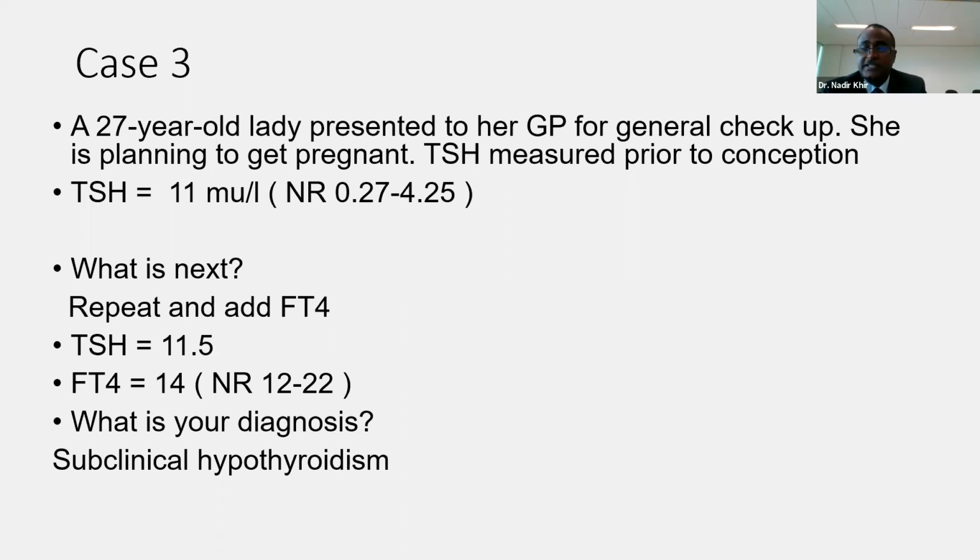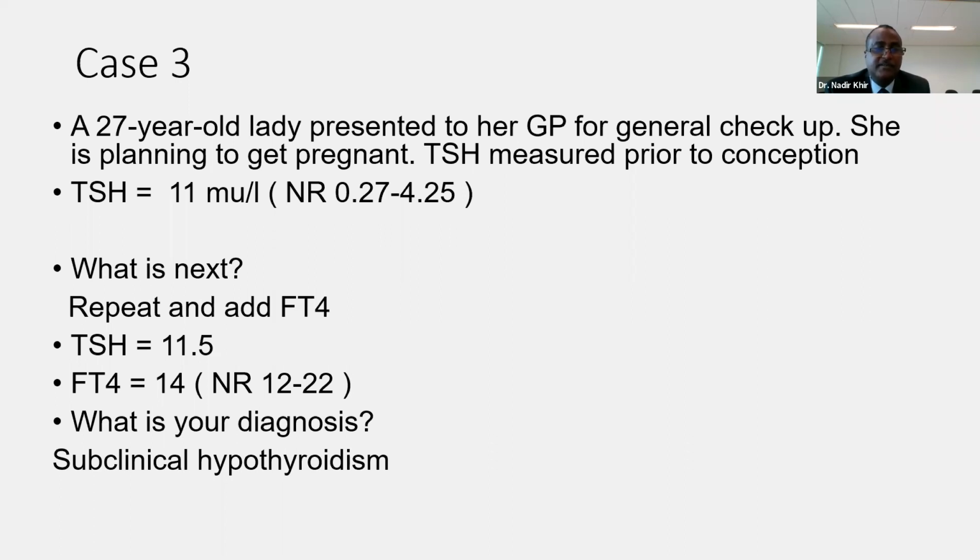Should I commit somebody to lifelong treatment without confirming the test that they brought from outside? No, I will trust my own lab and I will repeat the test and then add T3 and T4 and repeat. TSH was again high, 11.5, and the T4 was 14 and normal, but on the lower side of normal. So what's my diagnosis? Subclinical hypothyroidism.